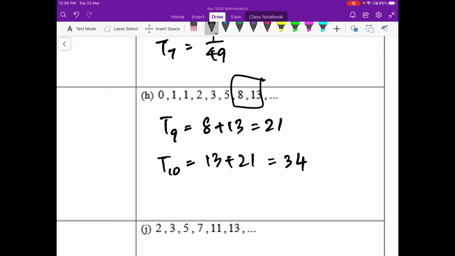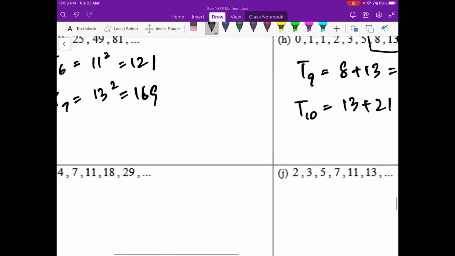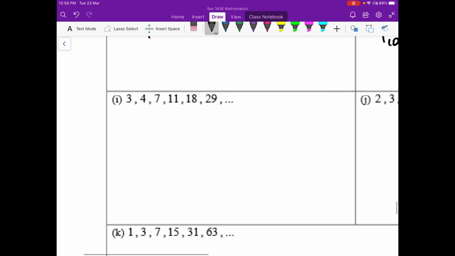Anybody knows the name of this sequence? Oh, it's not golden ratio. What's it got to do with golden ratio? This is the Fibonacci sequence. Not in your syllabus. Don't need to know about the name. It's just a name, okay? For this particular sequence. All right, next one.